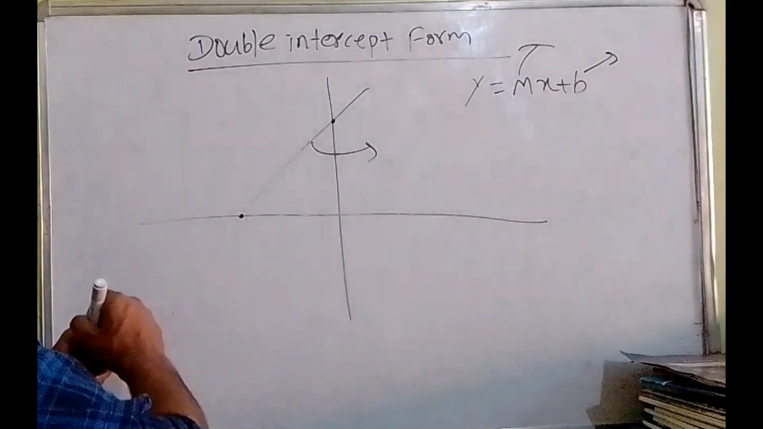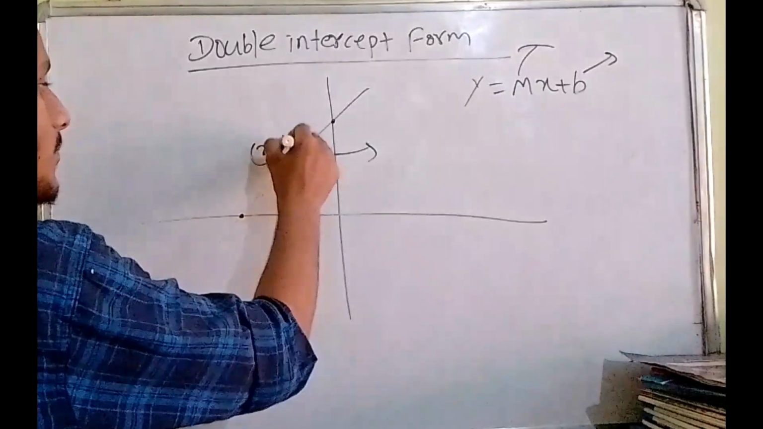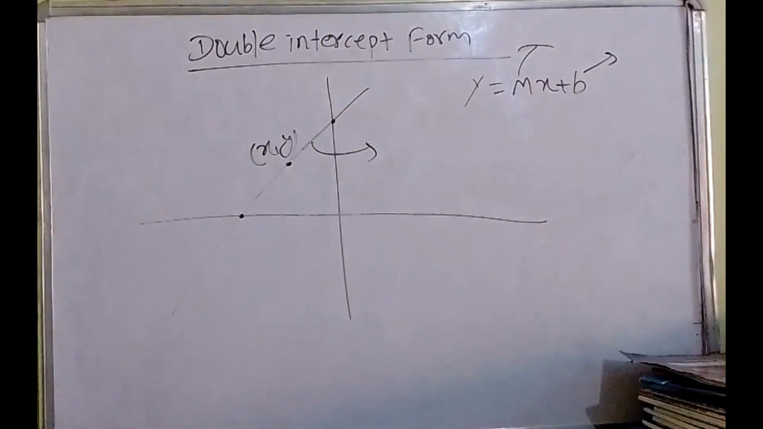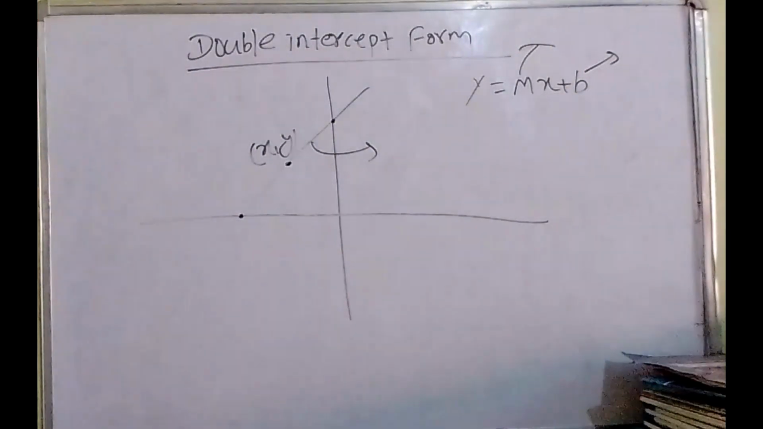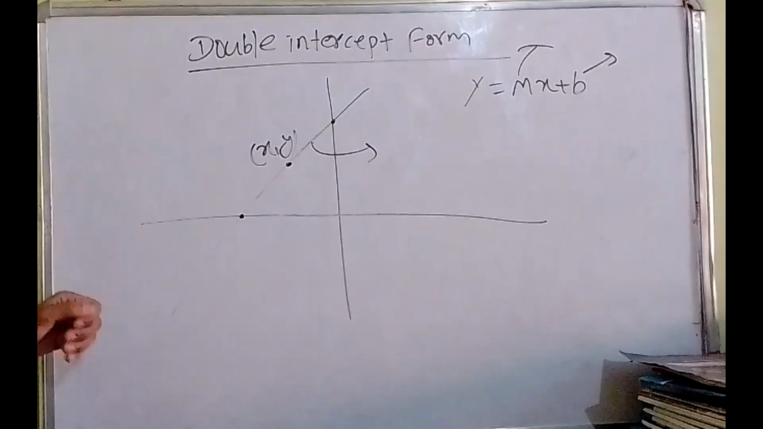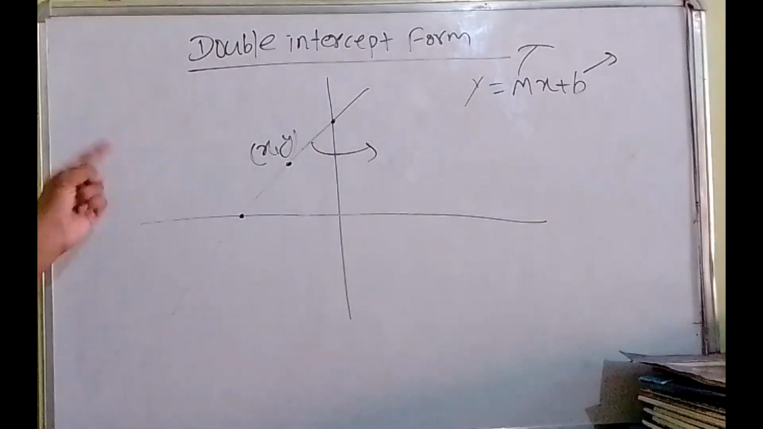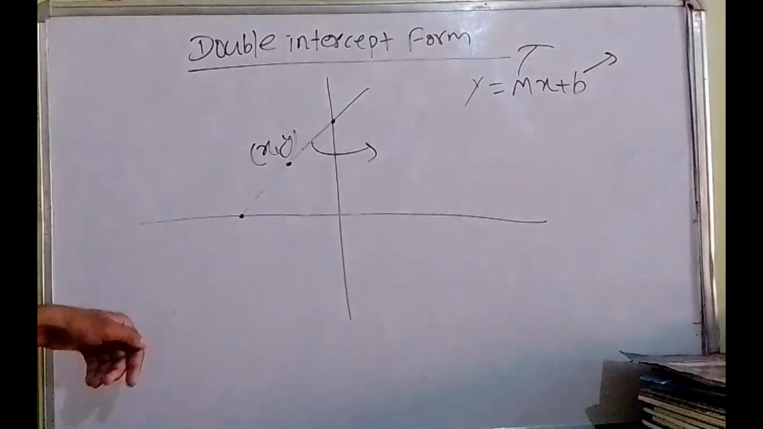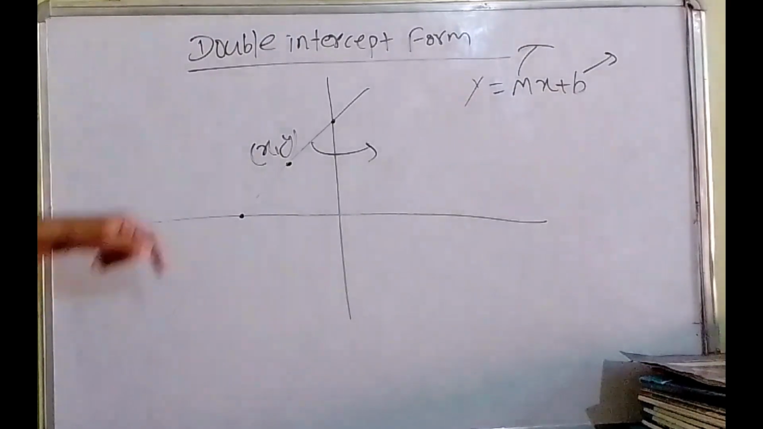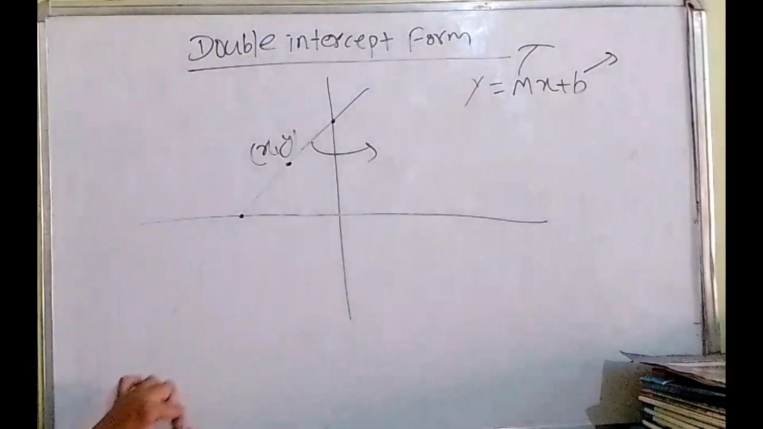Another way is to suppose that there is any point here, and let that point be x comma y. Why are you going to let that be x comma y? Because that will be the generalization of the equation of the straight line. It should be an equation, and it will be if you suppose it x comma y. If you plug in any point which is on the straight line instead of the x comma y, it will satisfy the equation.